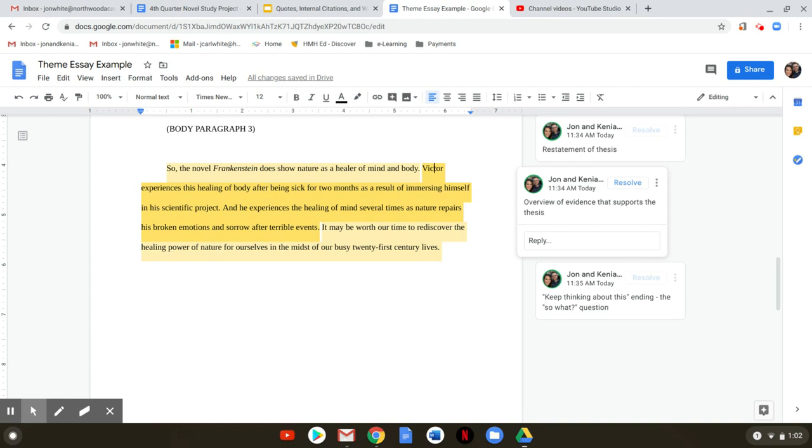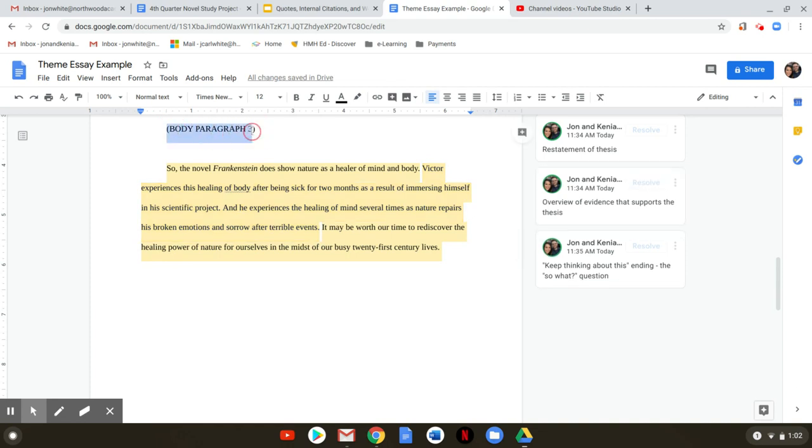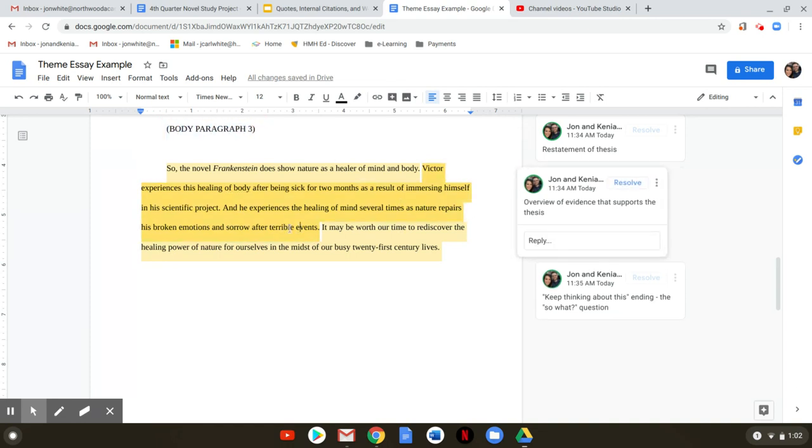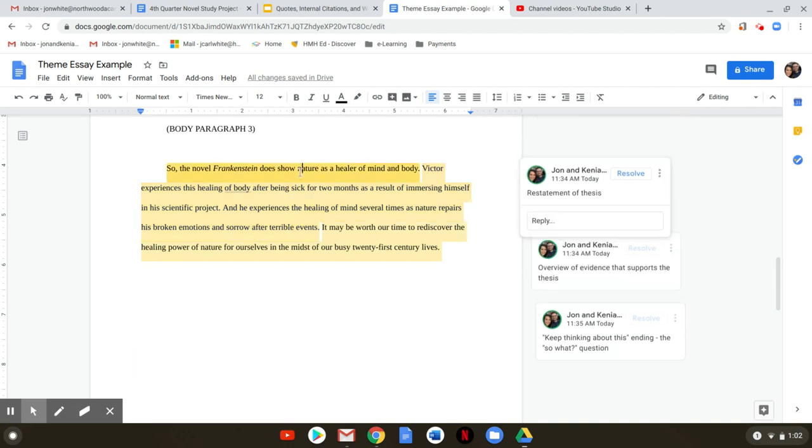If I wrote this thing fully out, my second body paragraph is about Victor spending so much time and effort and energy on this scientific achievement that he actually literally makes himself sick, and it takes being in nature to heal him. Okay, so that's one of the ways that I'm showing my thesis is true. And then I also say he experiences the healing of mind several times as nature repairs his broken emotions and his sorrow after terrible events. And I would probably give my third body paragraph to that, another example of his emotion healing in nature. Okay, so I restated my thesis.